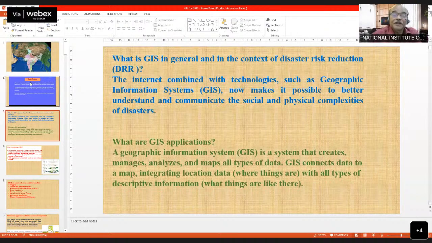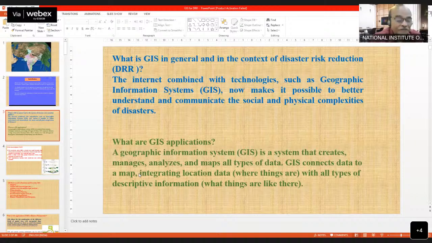Now, in general, what is GIS? This technology, Geographic Information System, combined with the internet, can make it possible to better understand and communicate. Obviously, it requires communicating the social as well as the physical complexities of the disaster. So that's why GIS is very, very useful to communicate all the social and physical complexities of disaster.